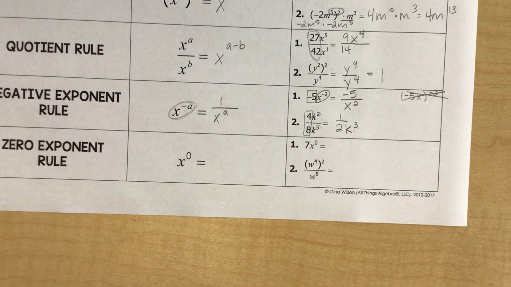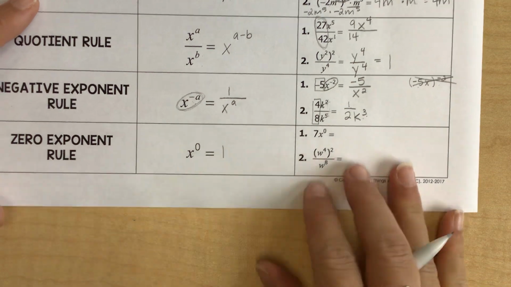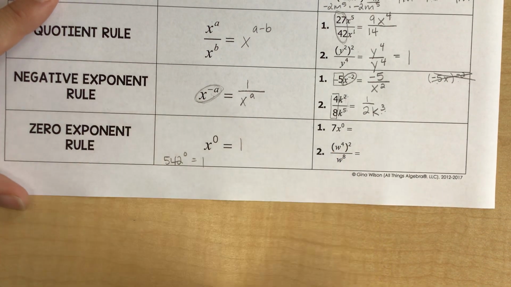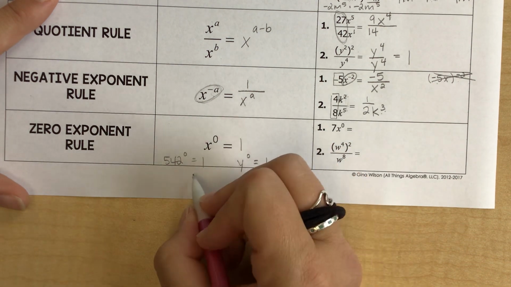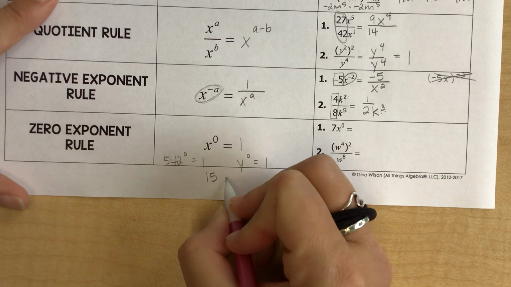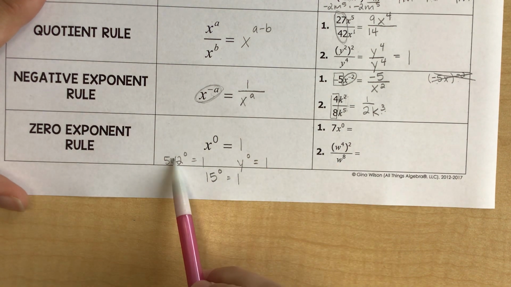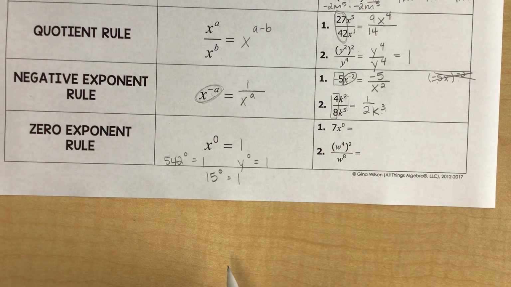Any single number or variable raised to the 0 is always, always 1, no matter what. So I could have 542 raised to the 0. That equals 1. I could have y raised to the 0. That equals 1. I could have 15 raised to the 0. That's 1. Doesn't matter if it's a number or a letter. Anything raised to the 0 power is 1.